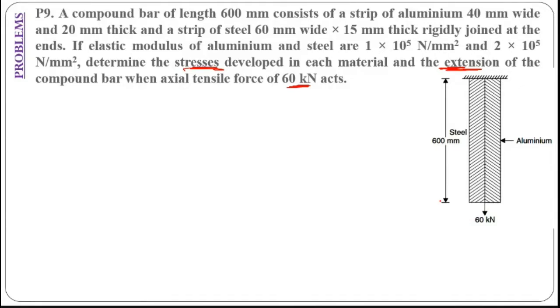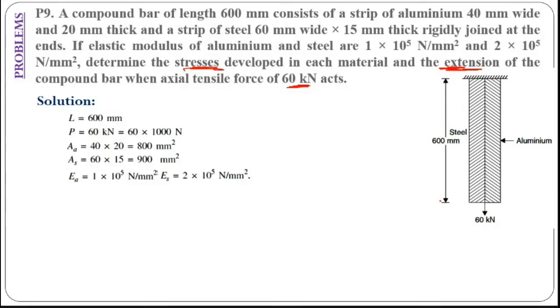So what formula do we use? It's a composite material, right? We use two formulas. Let me write down the problem related to that. First, I'll write all the given data. You have length L, which is 600 mm. You have force P, which is 60 kilonewton. We can write it as 60 into 10 power 3.